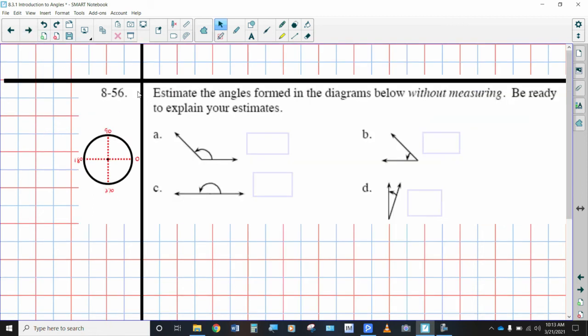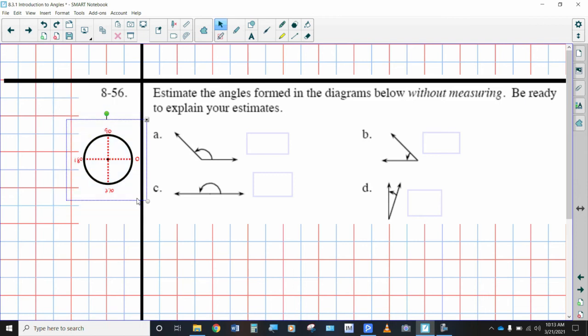Okay, so it says here for problem number 56, estimate the angles formed in the diagrams below without measuring. So this is a little bit harder to do when you don't have the math book. Because with the math book, you can actually set it down and set up a protractor on top of it. Being able to do this with a computer is going to be a little bit tricky.